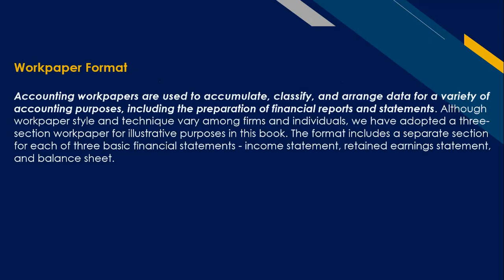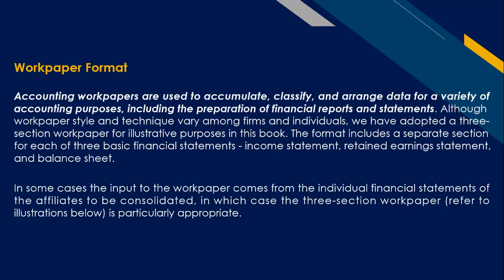Accounting work papers are used to accumulate, classify, and arrange data for a variety of accounting purposes, including the preparation of financial reports and statements. Although work paper style and technique vary among firms and individuals, we have adopted a three-section work paper for illustrative purposes. The format includes a separate section for each of the three basic financial statements: income statement, retained earnings statement, and balance sheet. In some cases, the input to the work paper comes from the individual financial statements of the affiliates to be consolidated, in which case the three-section work paper illustrated below is particularly appropriate.